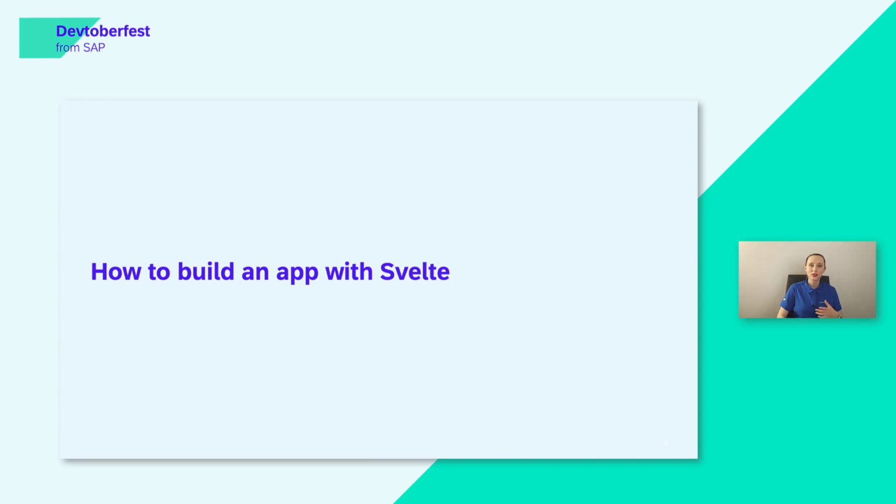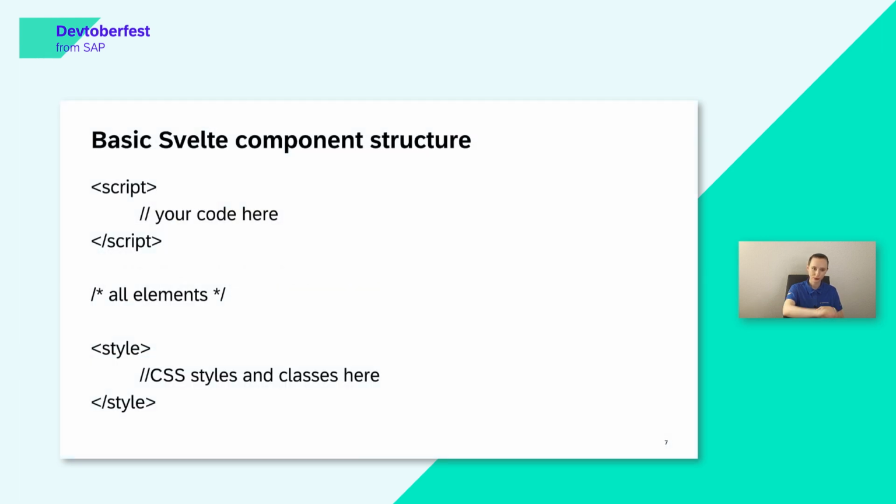Before we start building the application we're going to be doing today, I think it's important to take a moment to get a brief overview of what a Svelte component, where most of our code is going to be, will look like. It has this basic structure.